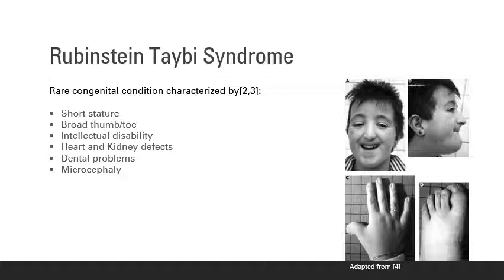So firstly, of course, what is Rubinstein-Taybi Syndrome? It is a rare congenital condition characterized by a multitude of factors, including things like short stature, broad thumb and toe. These are typically also angulated, as seen in Figure C and Figure D. Also intellectual disability, heart and kidney defects, dental and jaw-related issues, and microcephaly, or a small head and brain.